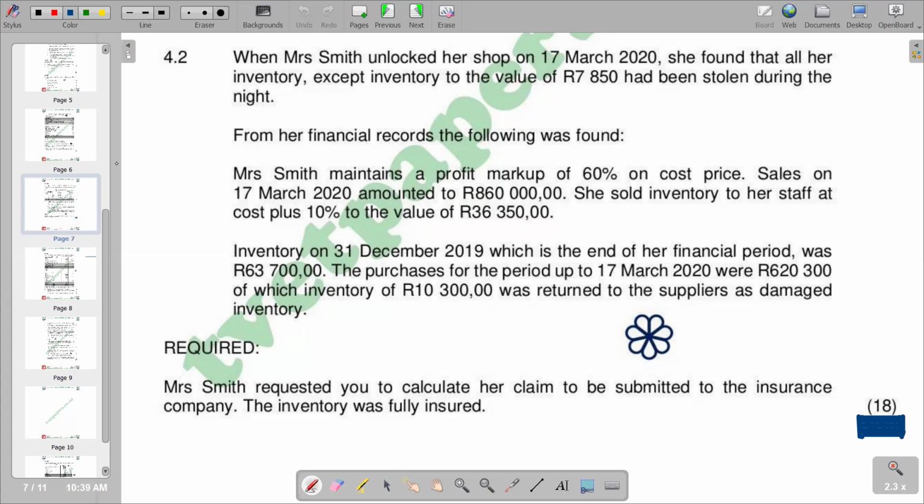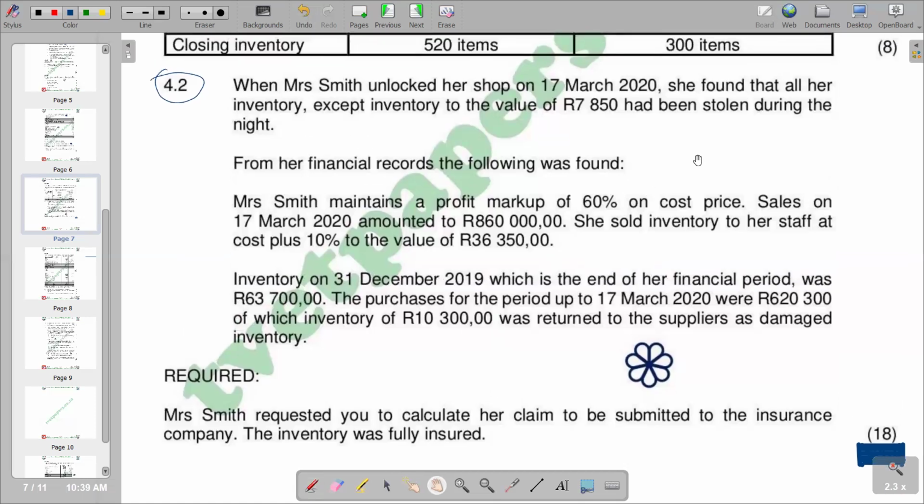In this video, we want to look at the preparation of the trading account, whereby we are going to calculate an insurance claim. So, according to our question, we are going to look at question 4.2. Question 4.2 reads: when Miss Smith unlocked a shop on 17 March 2020, she found that all her inventory, except inventory to the value of R7,850, had been stolen during the night. From her financial records, the following was found.